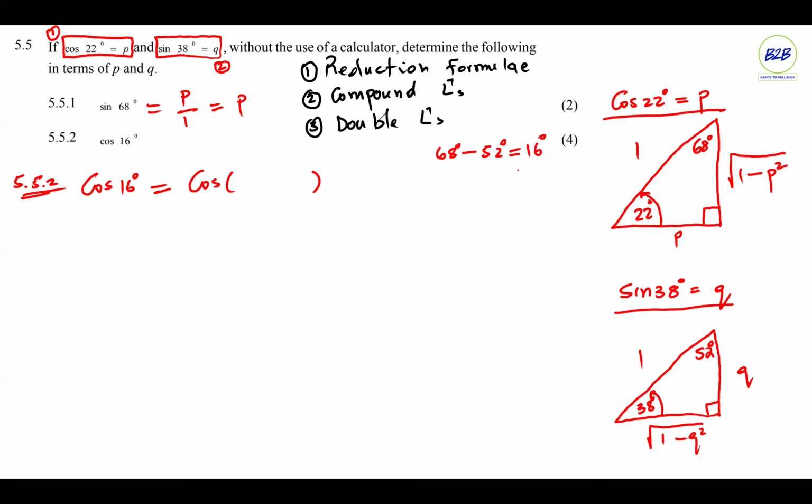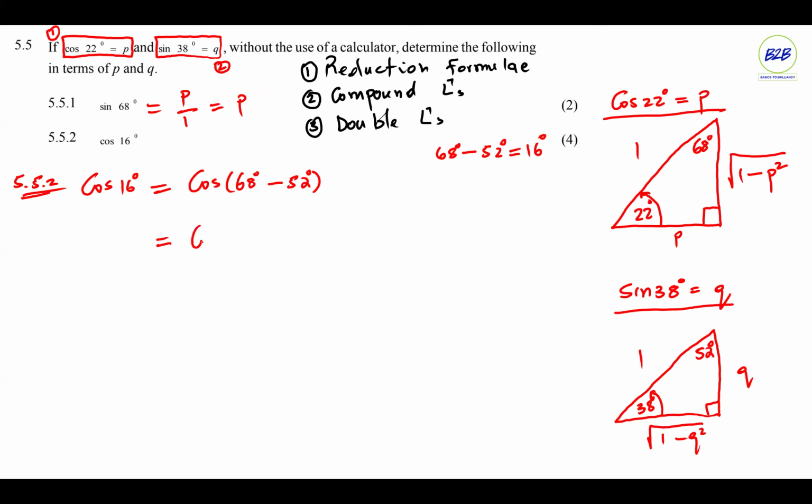What does that mean now? That means in the place of 16 degrees, we can substitute 68 degrees minus 52 degrees. And that, folks, is a compound angle, of course.